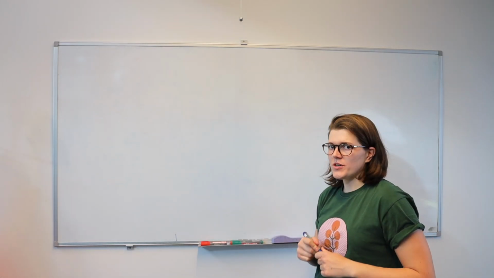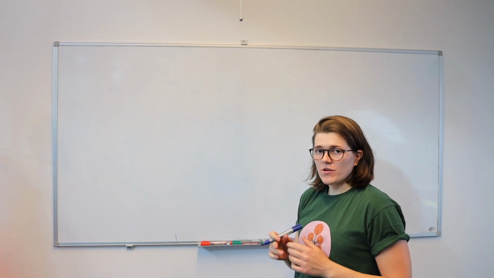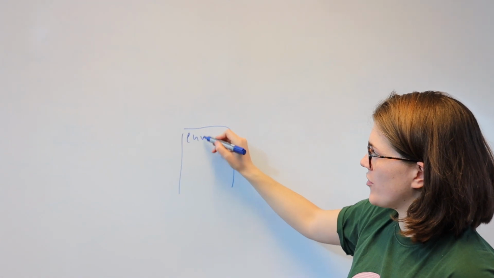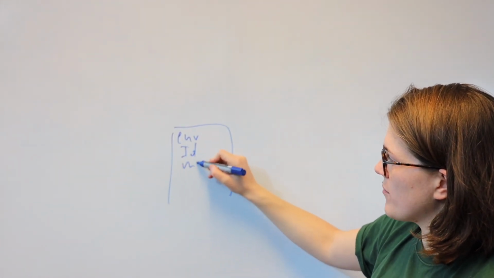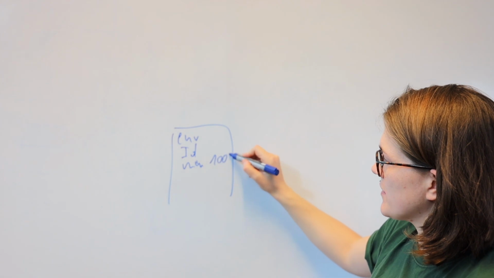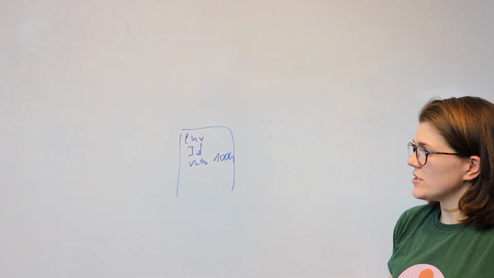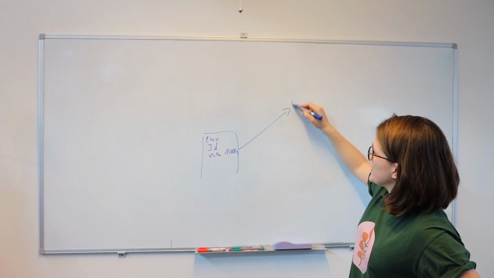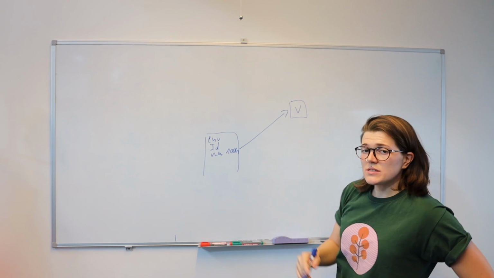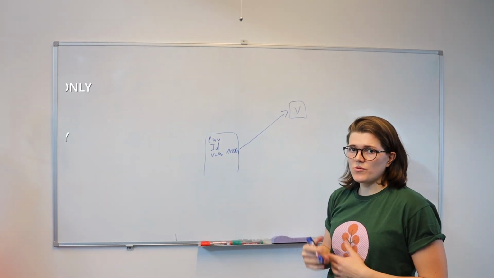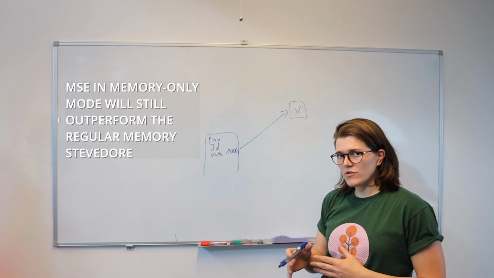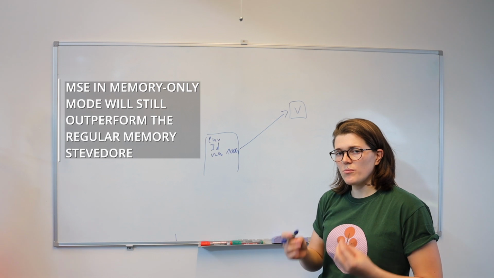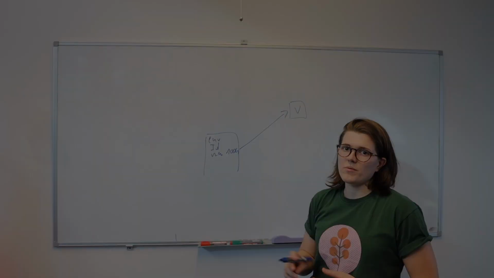MSE comes with a configuration file, which defines how objects should be stored in cache. In this configuration file, we are going to define an environment which comes with an ID and a memory cache size, which in this case is 100 GB. If we were to start Varnish using this configuration file, we would have a memory-only setup, which means it will be non-persistent, but still it will outperform the regular Varnish stevedore because of how objects are stored in cache and because we have an improved LRU eviction algorithm.